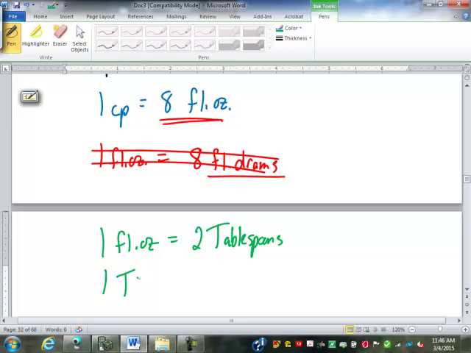And 1 tablespoon, I'm going to use the long abbreviation for tablespoon, is 3 teaspoons. A note that should be made there. Tablespoons and teaspoons are a long ways from having standardized abbreviations. Each of them has several acceptable abbreviations. Probably the most commonly used one now is a capital T and a small t, where the capital T is tablespoons, the small t is teaspoons.